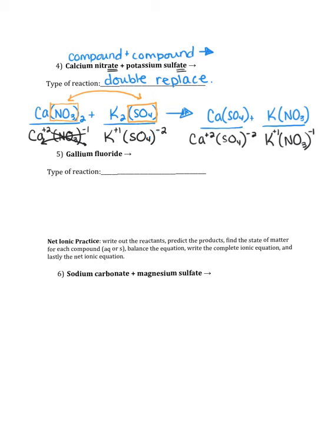So when we go to balance this, if we put a 2 in front of potassium nitrate on the product side, we are now going to have 2 nitrates on the reactant side. You have 2 potassiums on the reactant side. And now this 2 gives you 2 potassiums and 2 nitrates on the product side. You only have 1 sulfate and 1 calcium, 1 sulfate and 1 calcium.